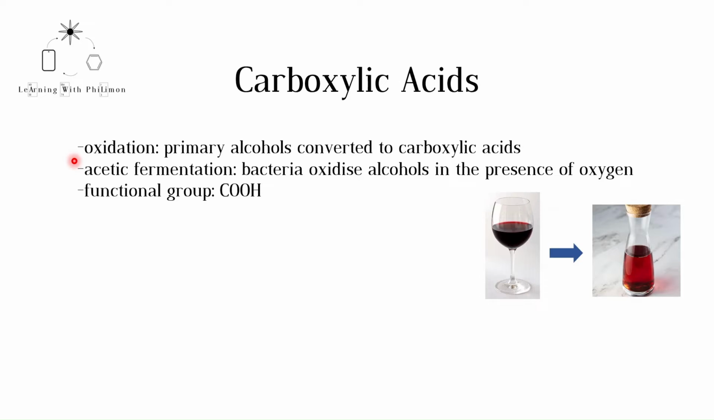Carboxylic acids contain the functional group COOH. As can be seen in the structural formula of ethanoic acid, this means that the carbon on the end of the carbon chain has a double bond to oxygen and a single bond to a hydroxyl OH group. Due to this functional group, carboxylic acids are weak acids.